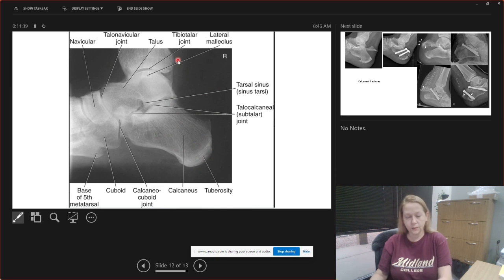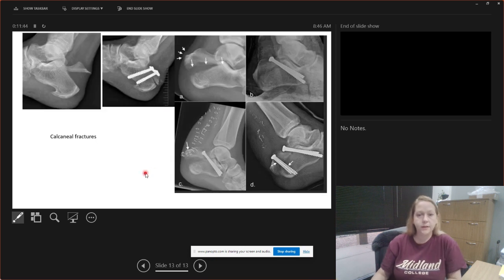Let's go to the next one so I can show you some wild stuff. So here's some calcaneal fractures that I had found. This is an avulsion fracture where the Achilles pulled up and broke the calcaneus in half. And here is what they do to go in and repair that little guy. So if you can see down here at the bottom of the calcaneus, this is what's known as a bone spur.